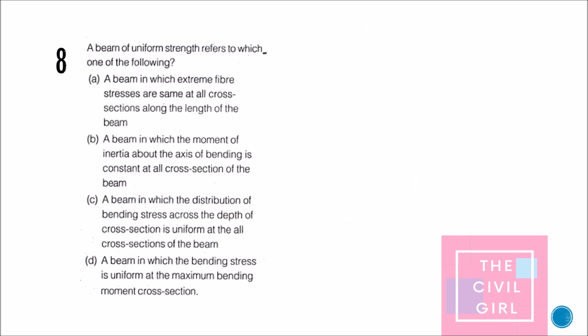Next question: the beam of uniform strength refers to which one of the following? A beam in which extreme fiber stresses are the same at all cross sections along the length of the beam. So a beam is something like this, in which extreme fiber stresses are the same throughout along the length of the beam. That is correct. The answer is option A.